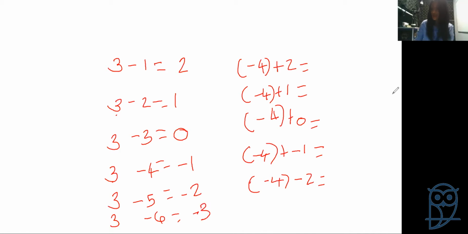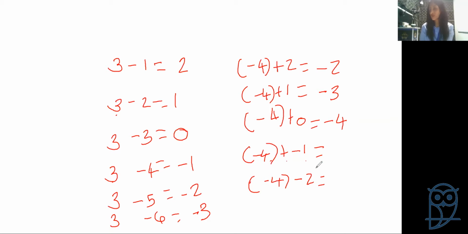So likewise, guys, when we go on to the other side and we say minus 4 plus 2, our answer is going to be minus 2. Minus 4 plus 1 is going to be minus 3. Minus 4 plus 0 is equal to minus 4. But minus 4 plus minus 4, what will our answer be?